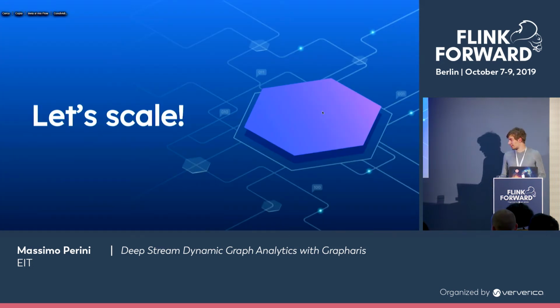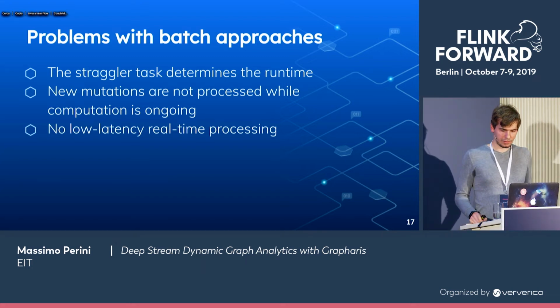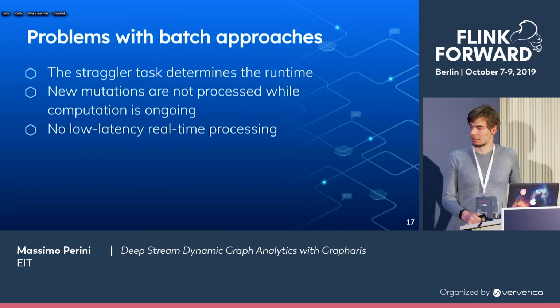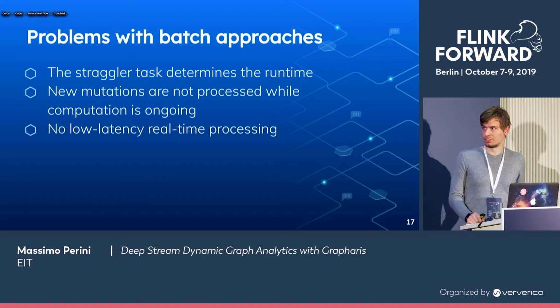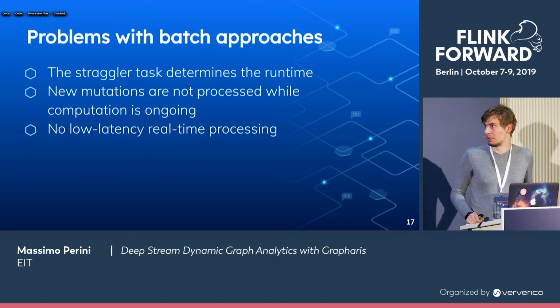OK, this, of course, doesn't scale. What is the problem if we run an approach like the previous one over some scalable batch approaches for graphs? The problem is that they only work for batch and not for streams. So, for example, we cannot compute a new mutation or new inputs while a computation has already started. Or, for example, we cannot do low latency processing.